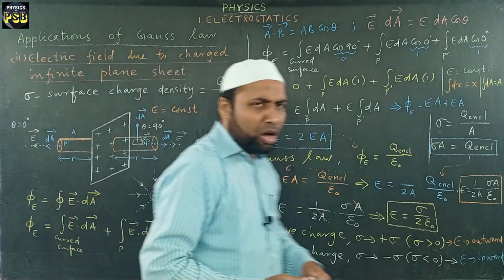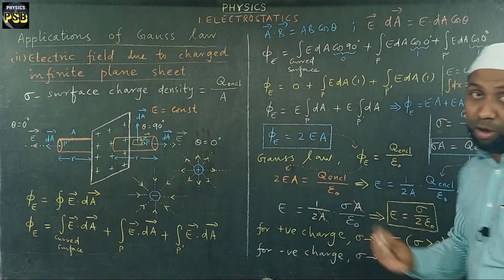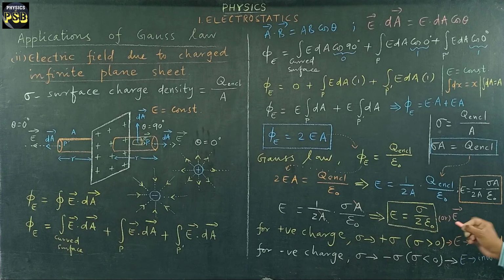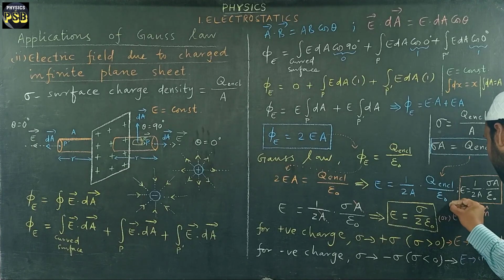Before that, let me tell you how to write this expression in vector form. In vector form, this is written as E vector equals sigma upon 2 epsilon naught, and here a small thing we include, that's nothing but n cap. And n cap is the unit vector which provides the direction to this. So I box this.